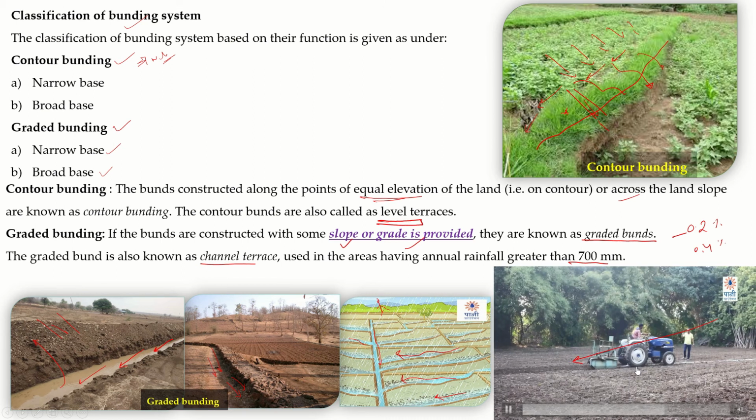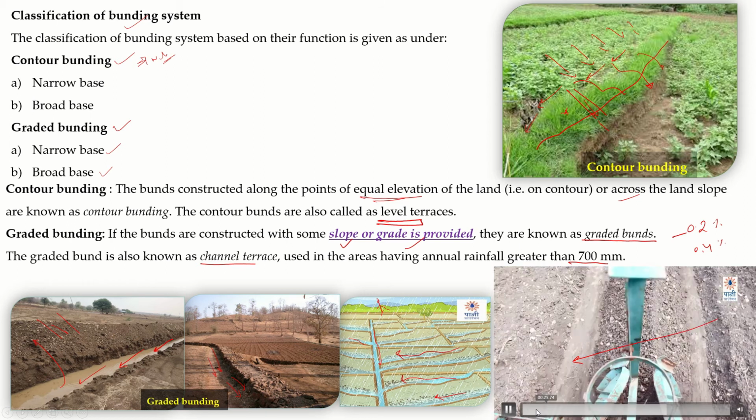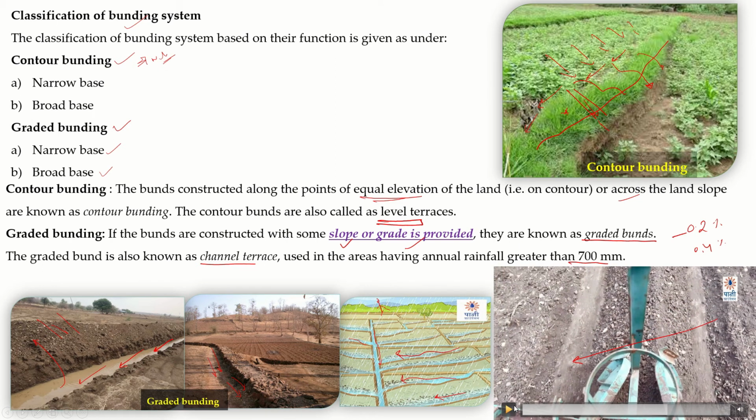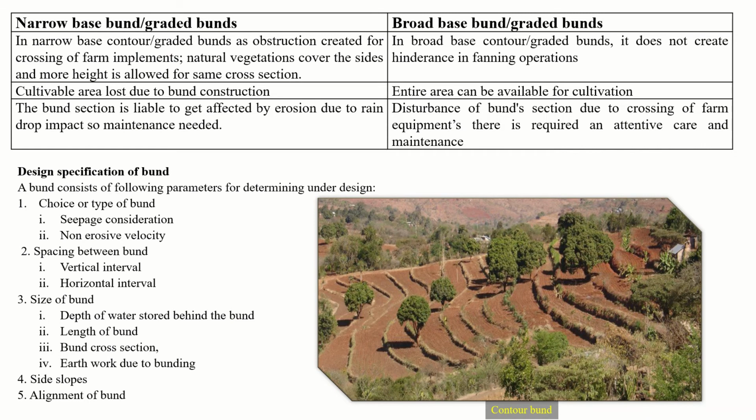A simple ridge type bund former. With this also we can make the bund. So this is how the graded bund may be constructed in a particular region.